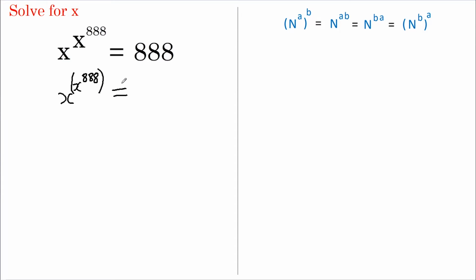It doesn't mean x to the power of x all raised to the power of 888. They're completely different things. If you don't have brackets showing here, this is the default that you assume. Okay, so this equals 888.